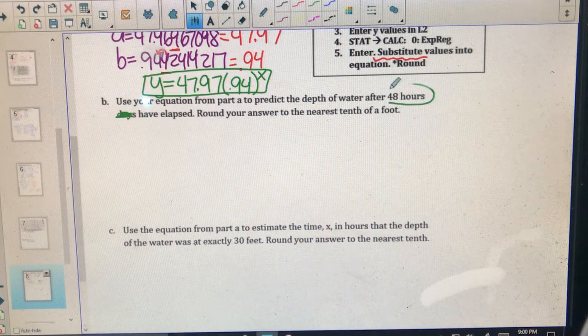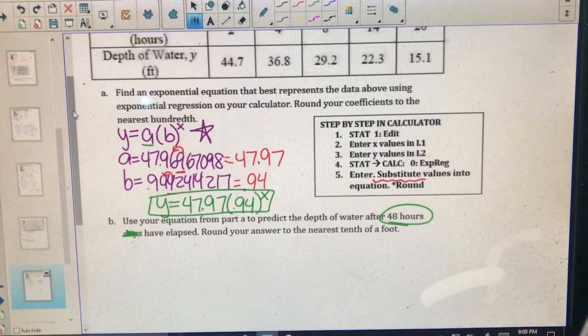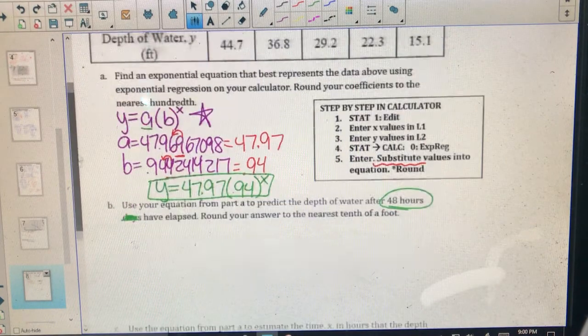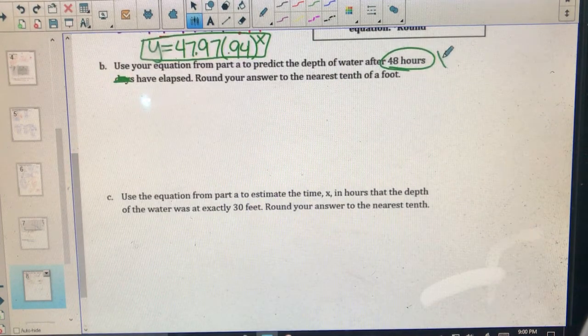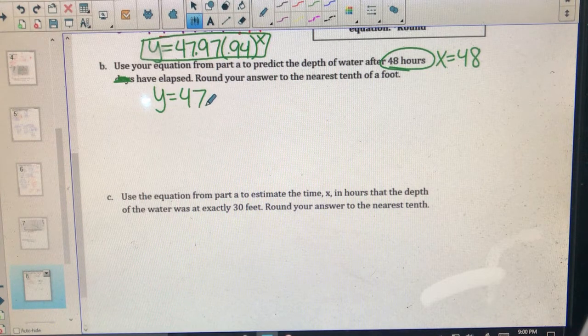Well, 48 hours, if I go back up to my table, hours was x. So what this question is telling me is that x is 48, and I need to figure out the depth of the water. Well, the depth is y. So in my formula, y equals 47.97 times 0.94 to the x, I'm going to replace x with 48. That's all I have to do, and plug that into my calculator.